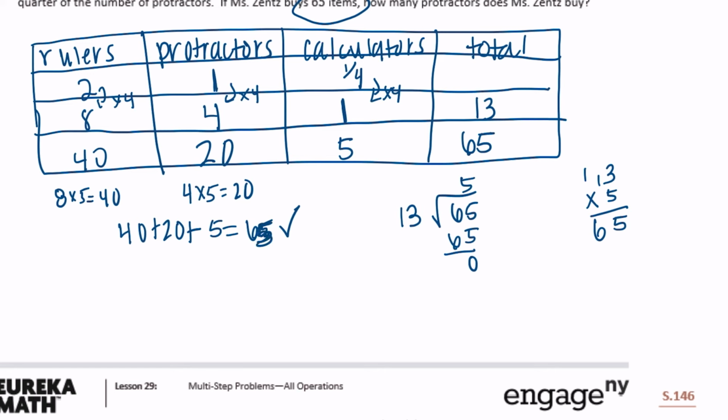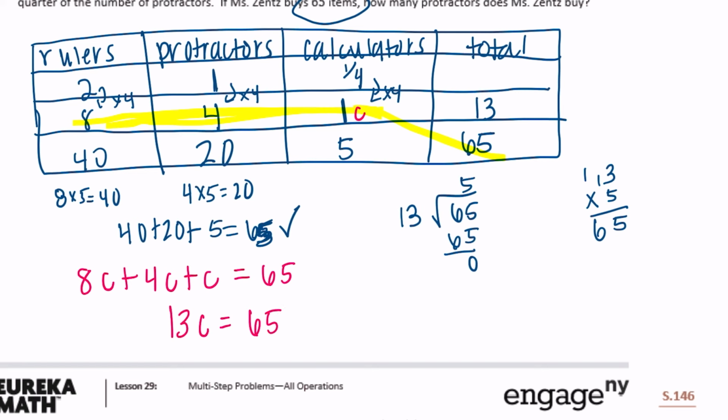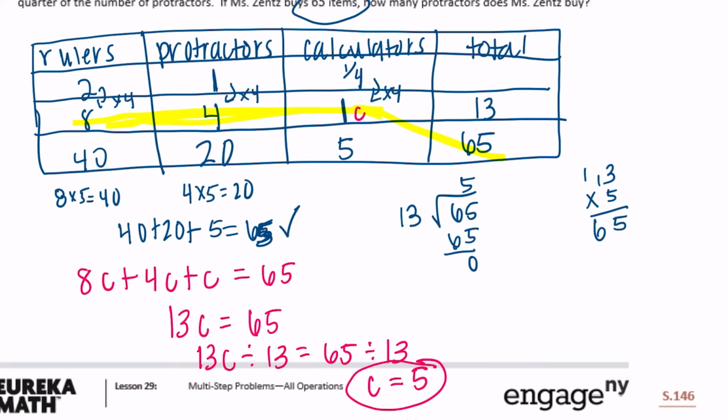Okay, if you wanted to solve this with an equation, I'm going to use this and our total here. I'm going to base it off calculators, 1C. So 8C plus 4C plus C is equal to 65. So 8 plus 4 plus 1 was 13C is equal to 65. And then you would solve it the same way we've been doing. So 13 times C divided by 13 would be equal to 65 divided by 13. So C was equal to 5. And then you plug in all of that to solve the rest.